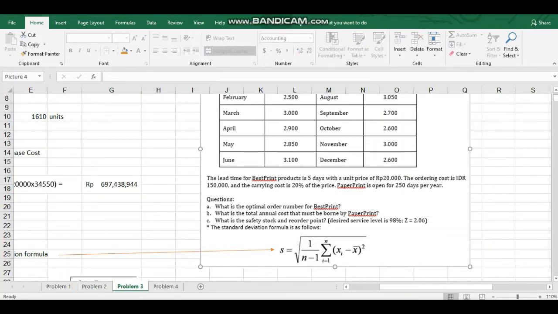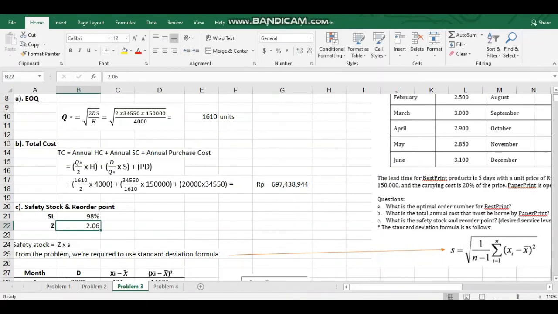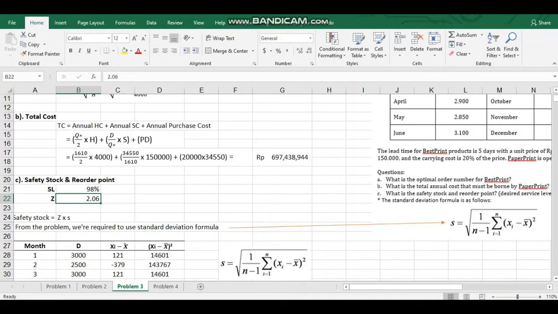The third question is, what's the safety stock and the reorder point? We're given more info about the desired service level, and it's 98%, and the Z value is 2.06. So this is the service level, and this one, the Z value. But to find the safety stock, we have to multiply the Z value with the standard deviation, and yet the standard deviation is not given in the problem. So we have to find the standard deviation using this formula.